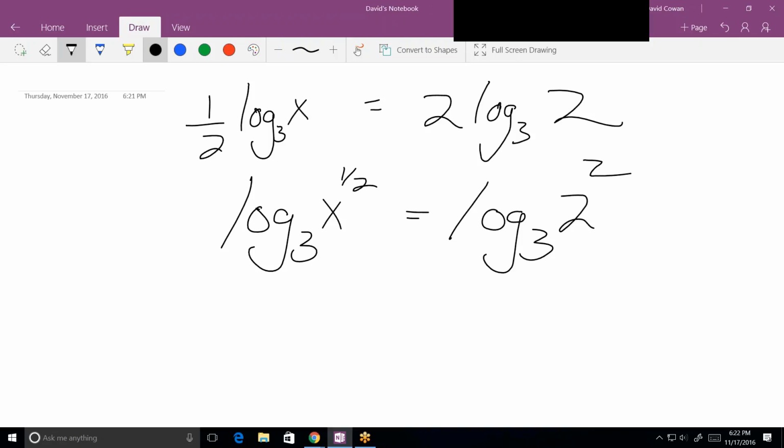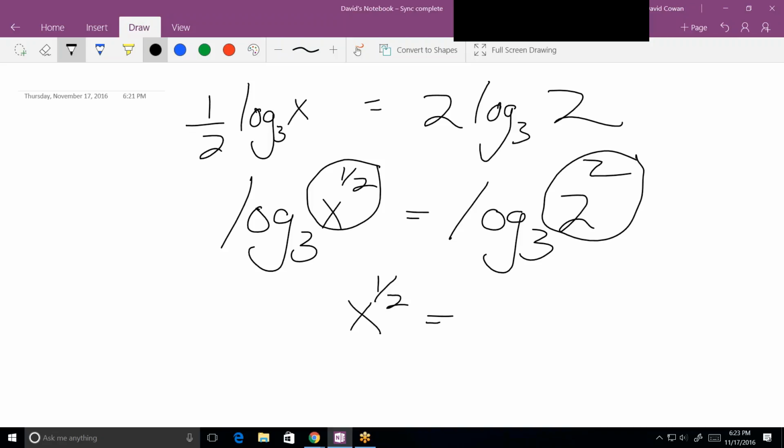Now, if I have the log base 3 of one thing equals the log base 3 of another thing, then I can equate the two things. That means x to the 1/2 has to equal 2 squared. Now square both sides, you get x equals 16.